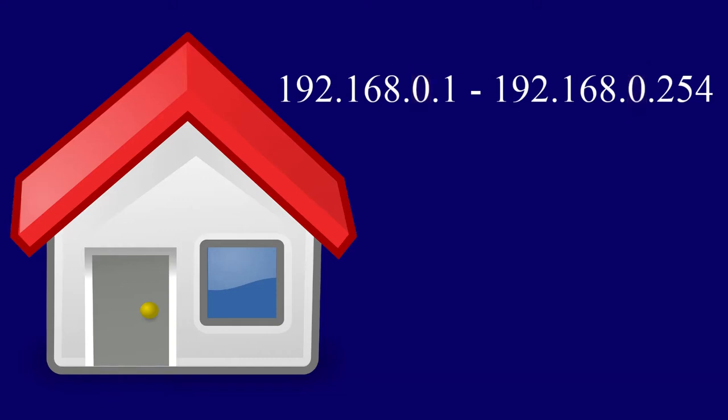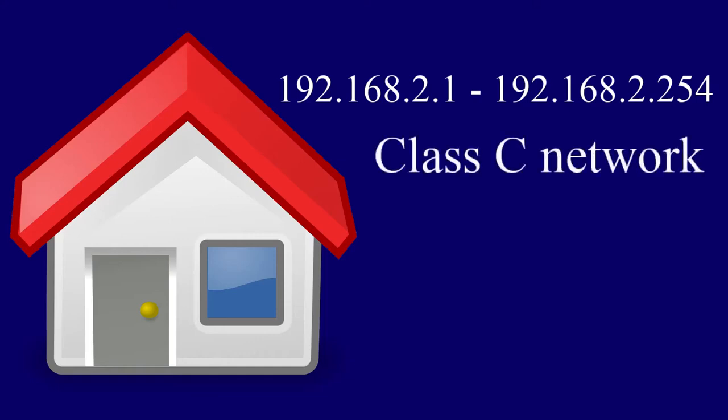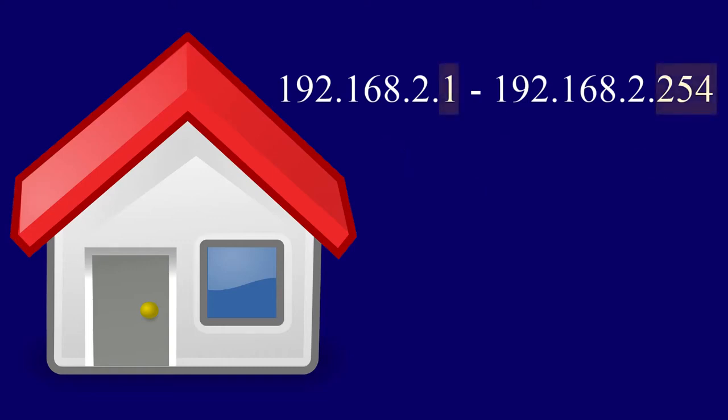So you could also have something like 192.168.2.1 to 192.168.2.254 for example. This is what's known as a Class C network as it contains 256 IP addresses. So technically the last octet starts at 0 and ends at 255, but as these addresses aren't usable we'll omit them.